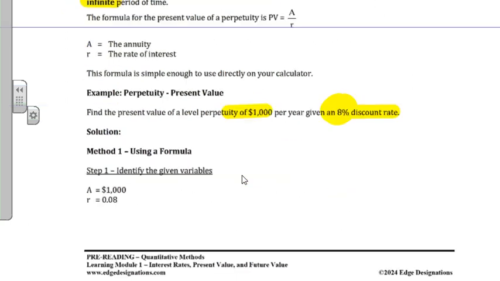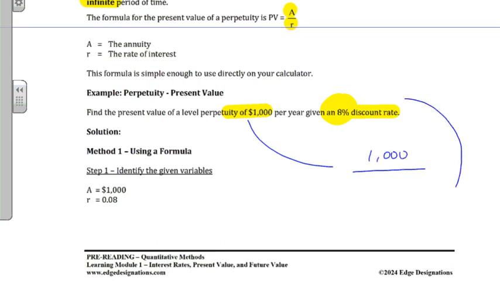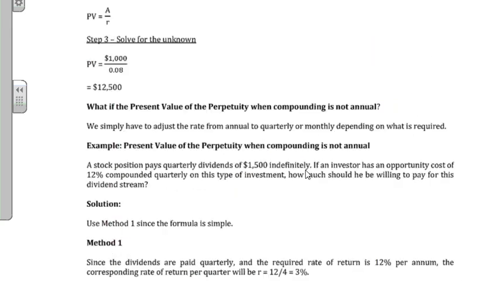It's A. A is the annuity over the rate of return. It's simple, guys. All that you do is you take your annuity as your numerator. There's your $1,000. Your denominator is the 8%, which is the interest rate. Is everybody comfortable? What is the present value? Nice and simple. $12,500.